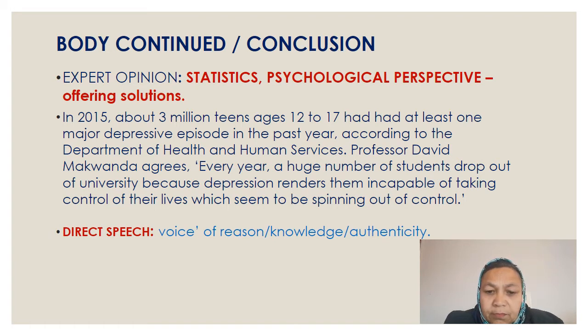So in this article, the writer continues, in 2015, about 3 million teens aged between 12 to 17 had at least one major depressive episode in the past year, according to the Department of Health and Human Services. Professor David Makwanda agrees: every year a huge number of students drop out of university because depression renders them incapable of taking control of their lives, which seem to be spinning out of control. By citing your sources and allowing the reader to hear the voice of knowledge, it lends authenticity to your article, and it will make the reader feel as if they can trust whatever information has been written.